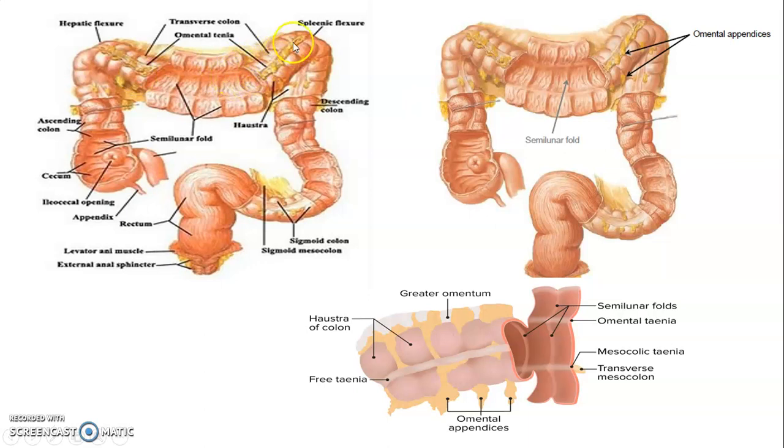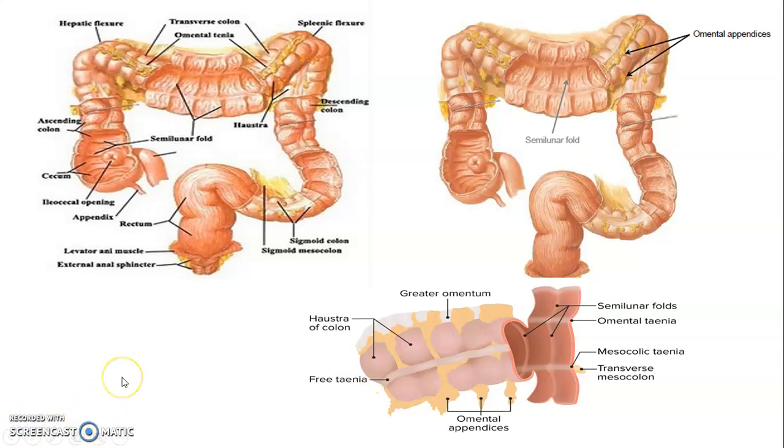These are the omental tinea there, where omental appendices attach. Then this is your appendix here, so this is where the tinea will begin. These are the omental appendices. So you can appreciate semilunar folds here. This is the omental tinea. This is the mesocolic tinea, and the transverse mesocolon is here. You can appreciate the greater omentum and the haustrations together with the omental appendices.